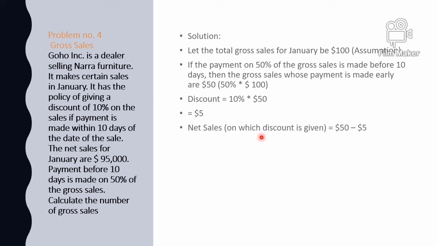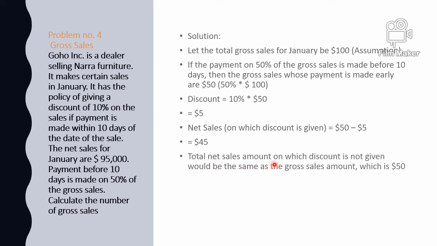Net sales on which discount is given: $50 minus $5 is equal to $45. So the total net sales amount on which discount is not given would be the same as the gross sales amount, which is $50. So total net sales of $50 plus $45 is equal to $95. Take note, total net sales is $50 plus $45, which is equal to $95.